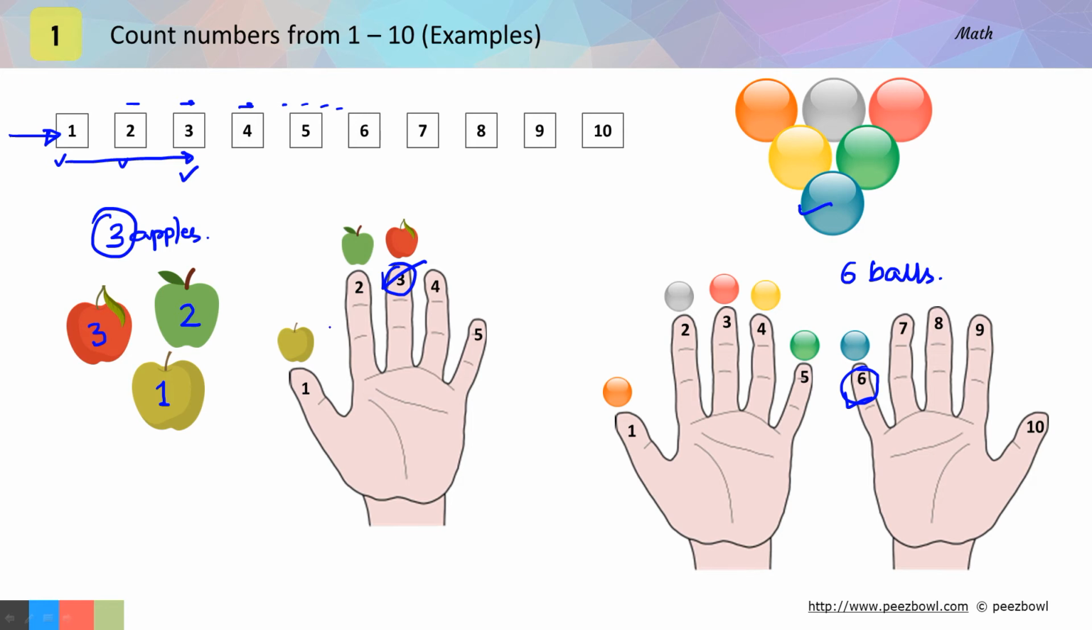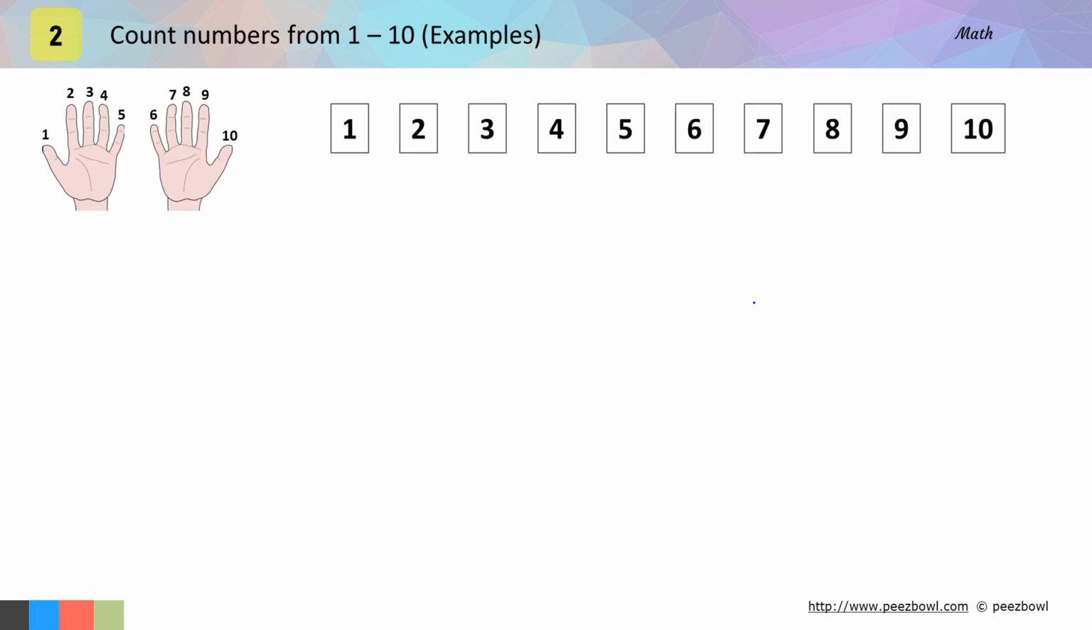Okay, so let us write number on each ball to see if we have done it correctly. Write 1 on orange ball, 2 on grey ball, 3 on red ball, 4 on yellow ball, 5 on green ball and 6 on the blue ball. This is our last ball. So there are 6 balls. Let us see a few more examples.